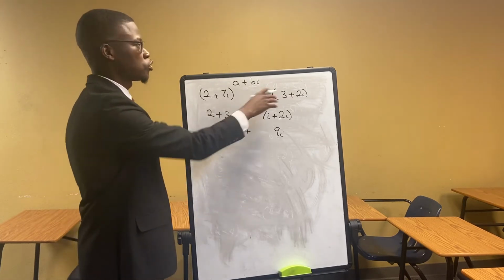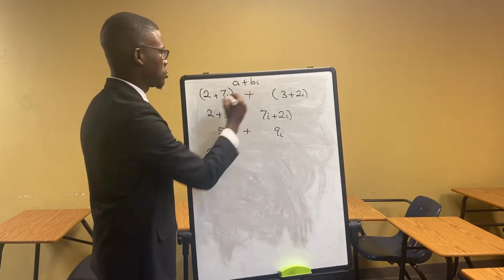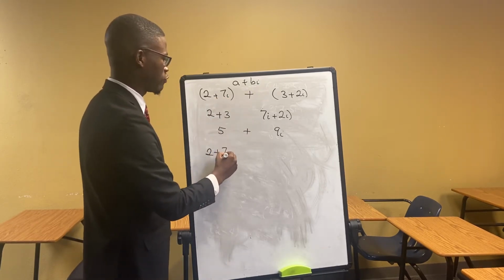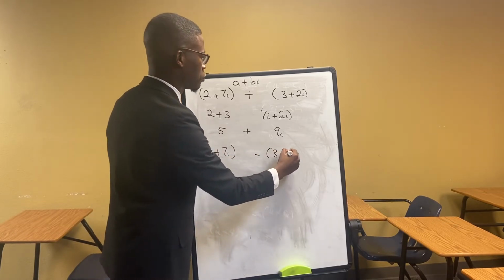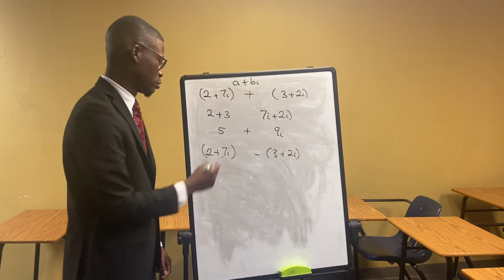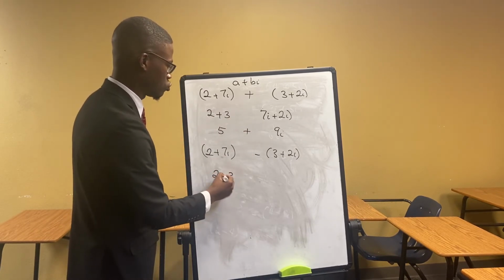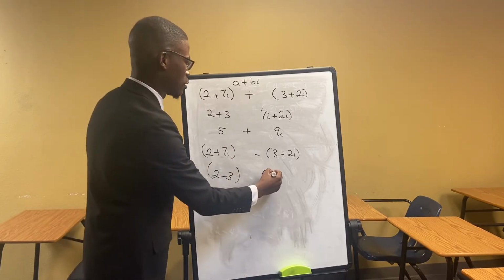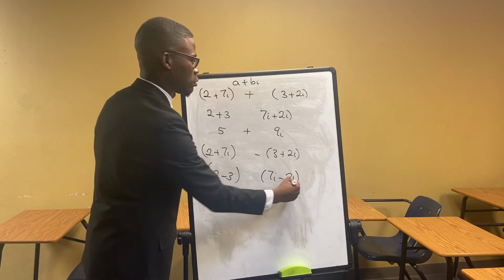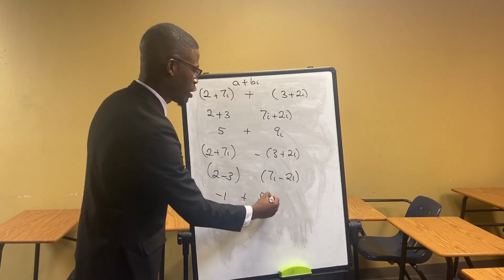Now let's assume we're to subtract the same thing. So let's do 2 plus 7i, then subtract 3 plus 2i. The same idea. Subtract the real parts to get the real part, 2 minus 3. Then 7i minus 2i. So the answer to that is negative 1 plus 5i.